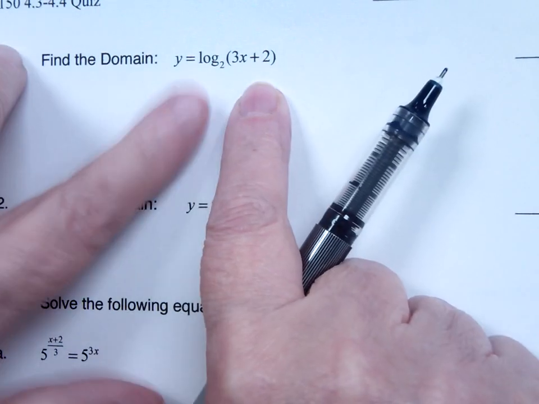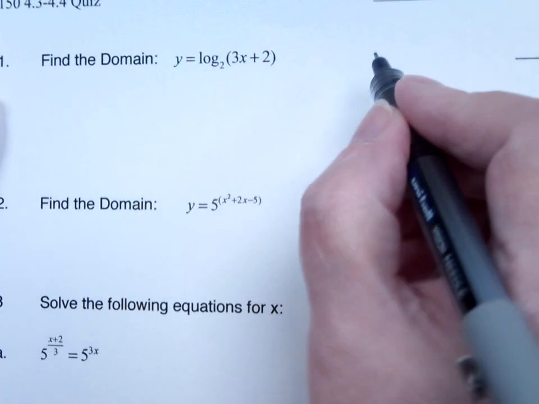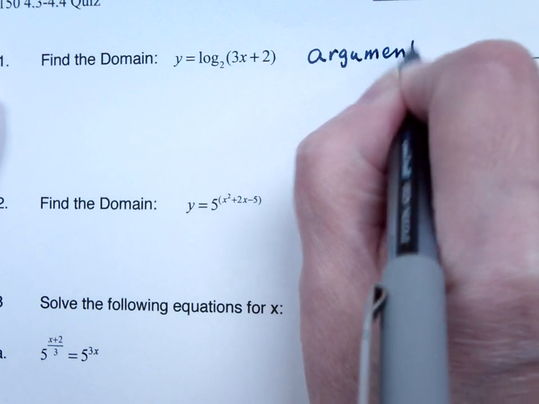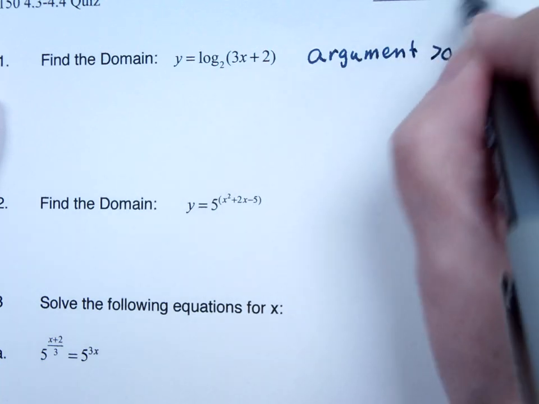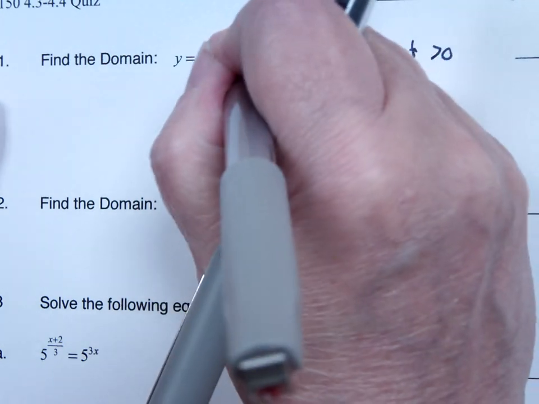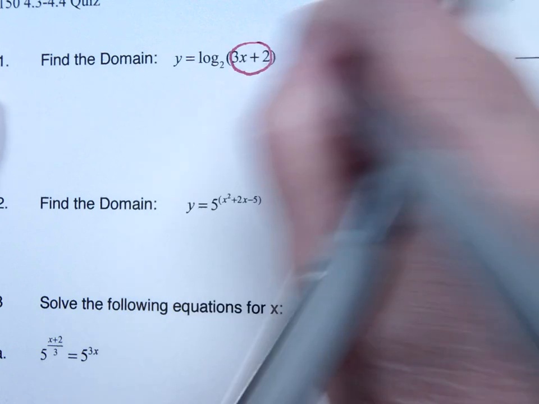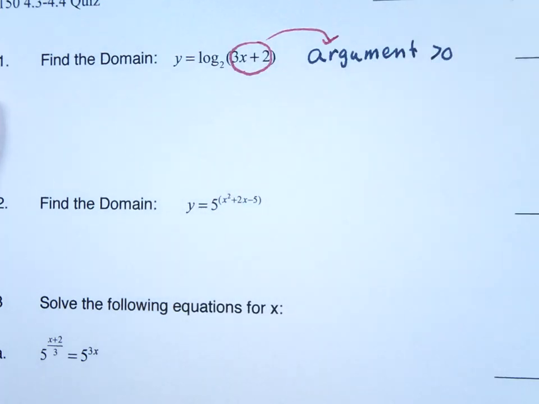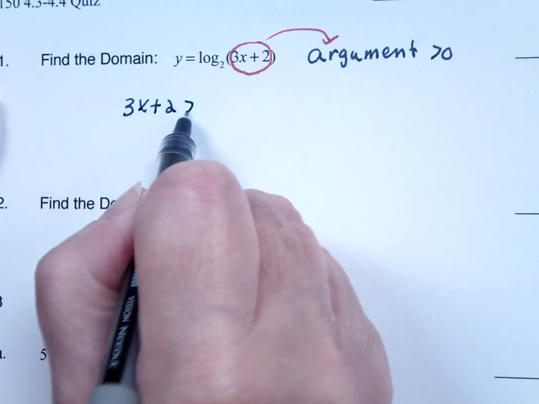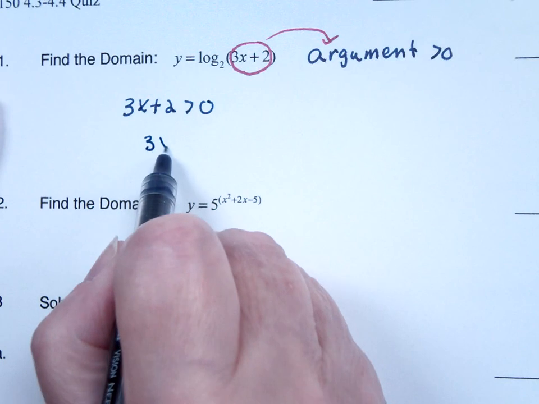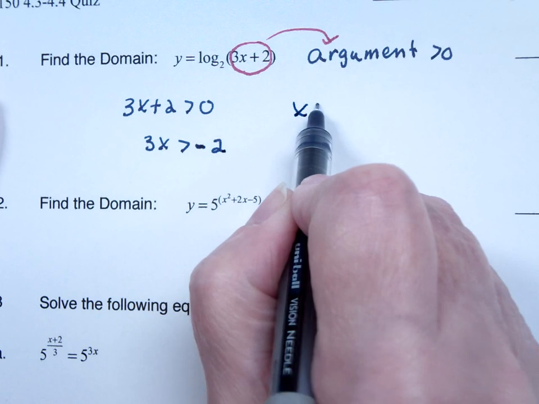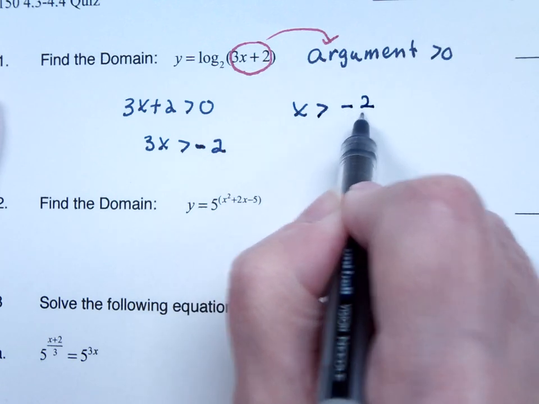It says find the domain. Now remember, with the logarithm, the argument must be positive. So that means what you're taking the logarithm of, that's what the argument is, has to be positive. So that 3x plus 2 has to be positive. 3x has to be greater than negative 2, or x has to be greater than negative 2/3.